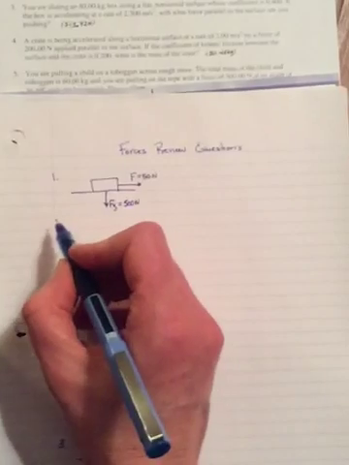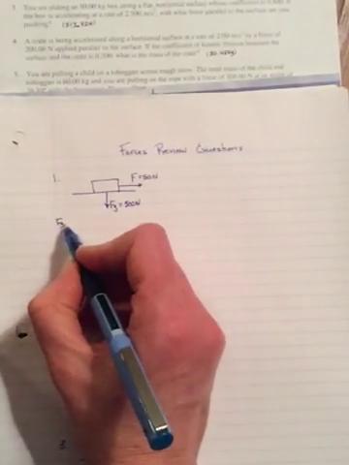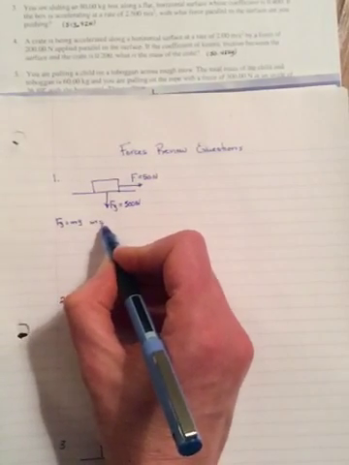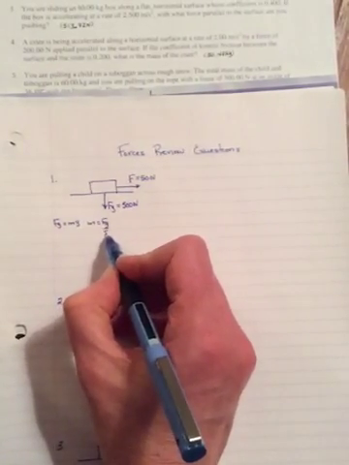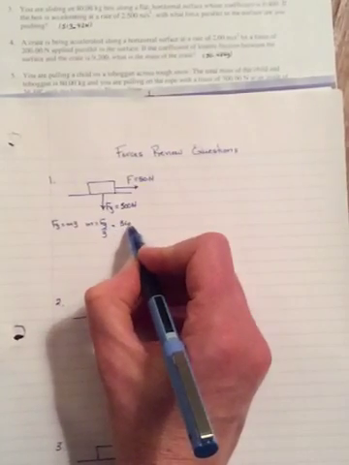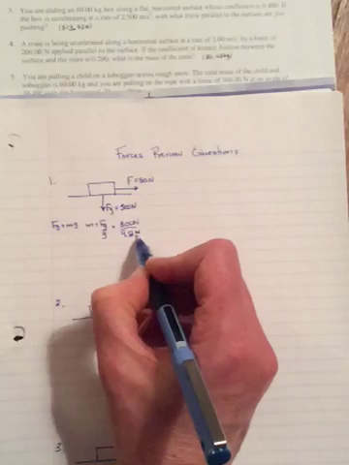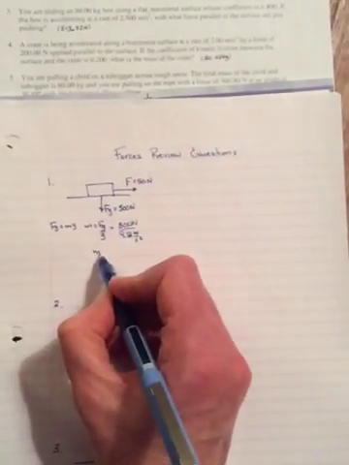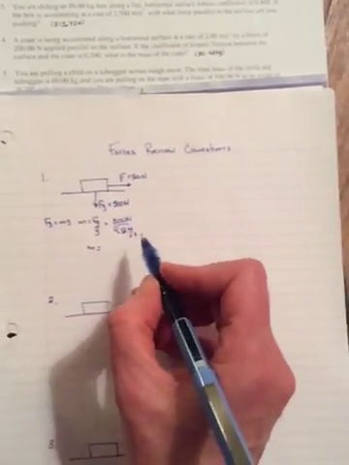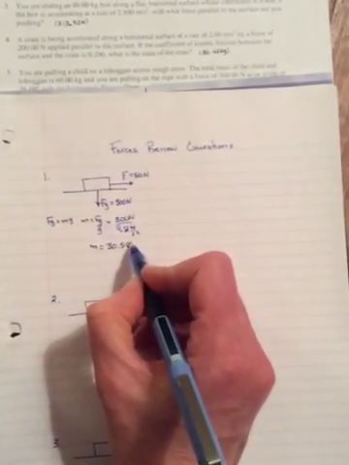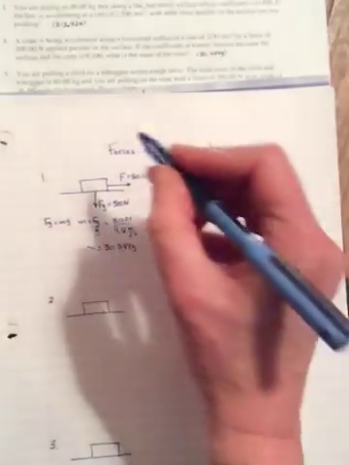Okay, now from that FG, we can get our mass. So FG equals mg, so that means m is equal to FG divided by g. So 300 newtons divided by 9.81 meters per second squared. And when you do that, you get an m of 30.58 kilograms. Okay, so we now have our mass.